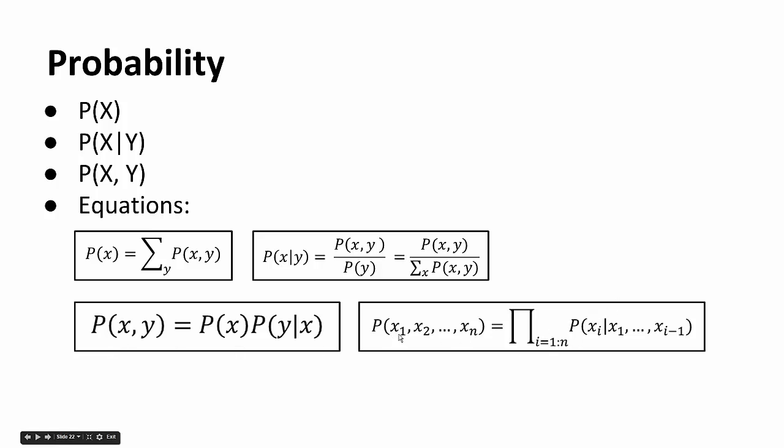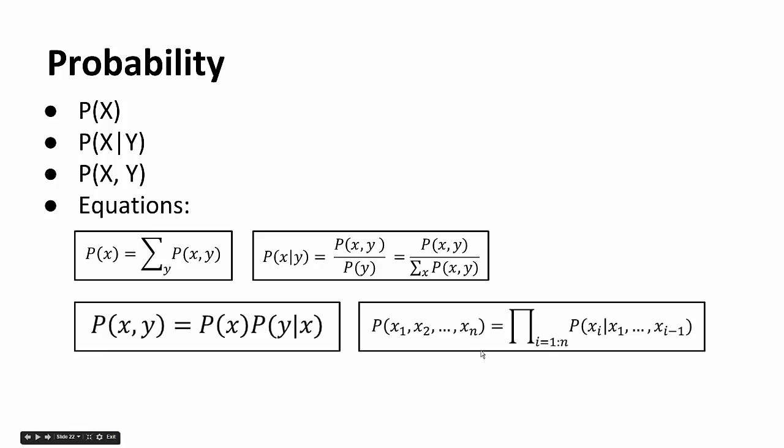So it says the probability of the joint of all these events x1 to xn is equal to the product of i from 1 to n of the probability of x sub i given x sub 1 all the way to x sub i minus 1. So what that's going to look like is the probability of x sub 1 times the probability of x sub 2 given x sub 1 times the probability of x sub 3 given x sub 1 and x sub 2, and so on. And this we'll call the chain rule.